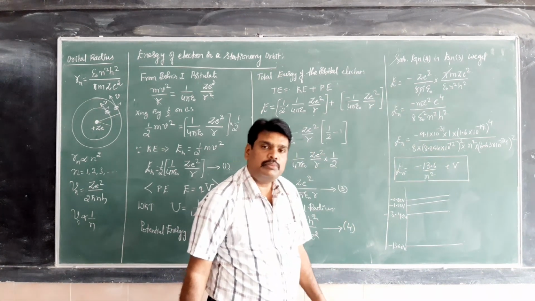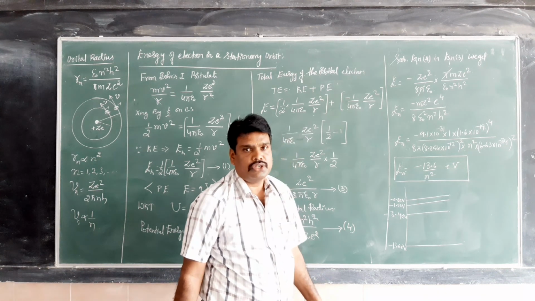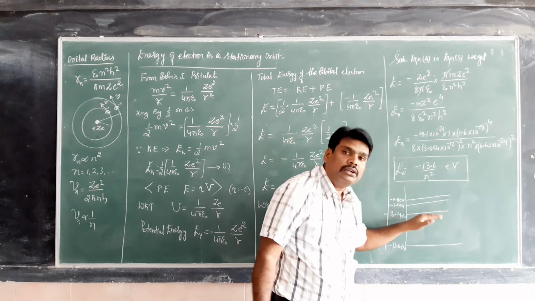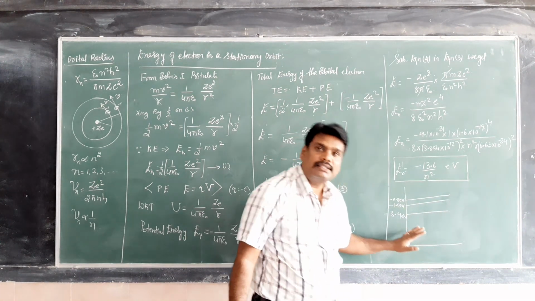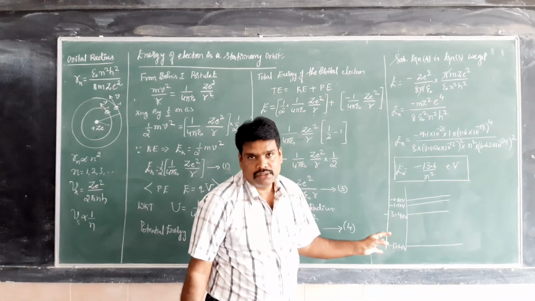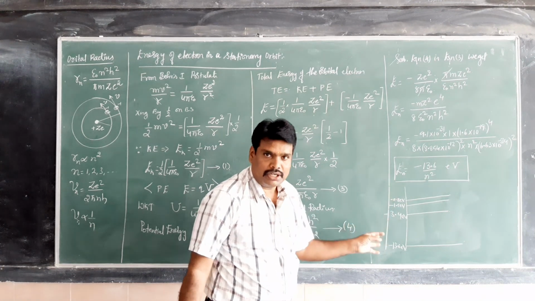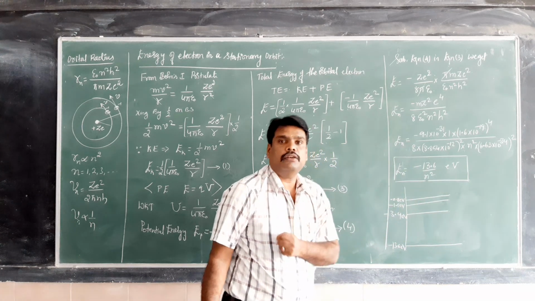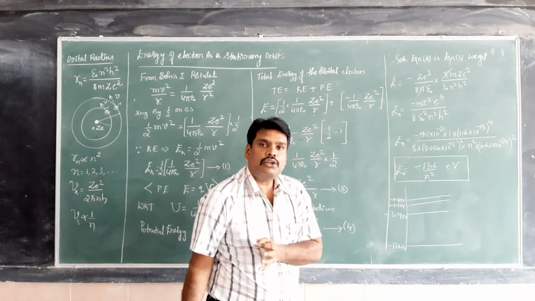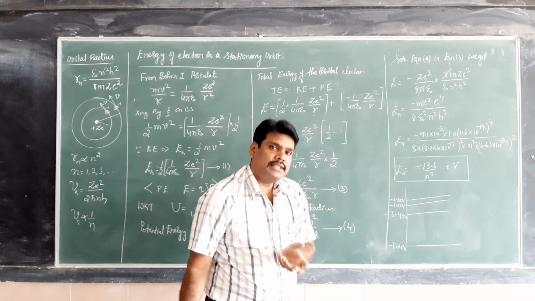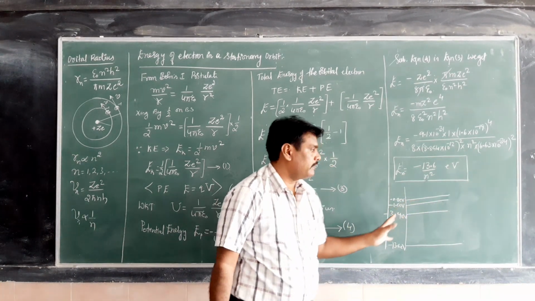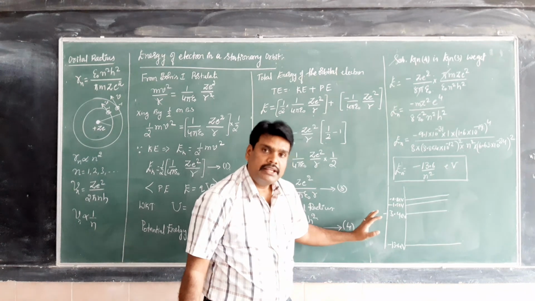So that is the difference between excitation energy and ionization energy. If the energy is required to transfer an electron from one state into another state, it is excitation energy. If the energy is required to remove the electron from the orbit to out of the atom, it is called ionization energy. Excitation is one state to another state. So that is the difference between ionization energy and excitation energy.